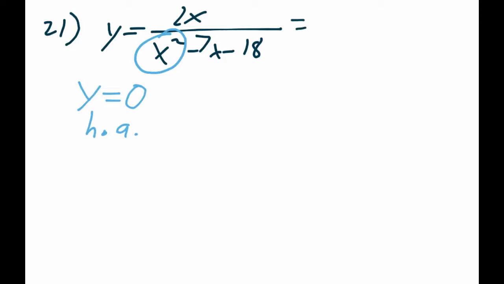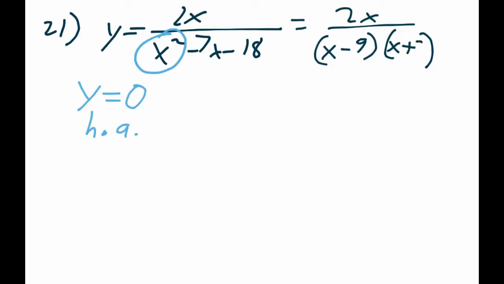To get my vertical asymptote, I need to factor the bottom. So we need to come up with two numbers that multiply to negative 18 and add up to negative 7. So we get x, and x is going to be a negative 9 and a positive 2. When we set the bottom equal to 0, we'll get our answers as long as we can't cancel anything. Because 2x doesn't cancel with anything, I know that x equals 9 and x equals negative 2 are both my vertical asymptotes.